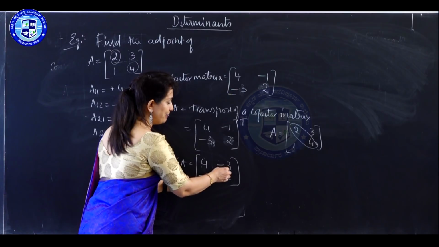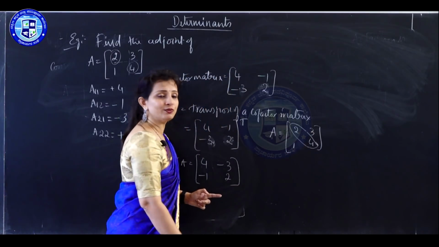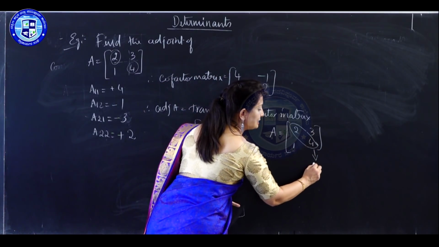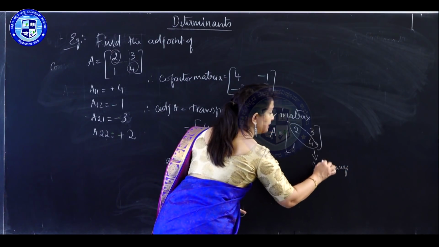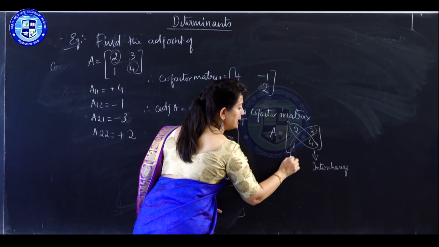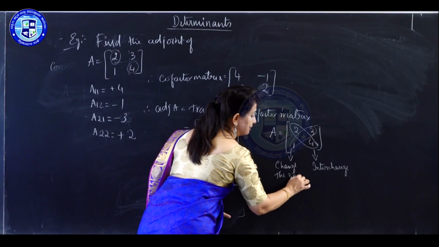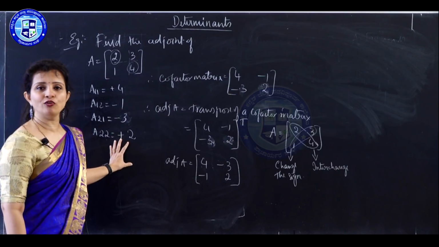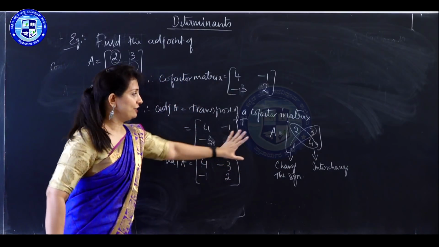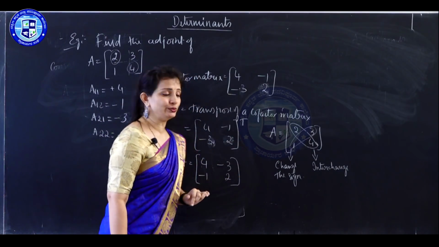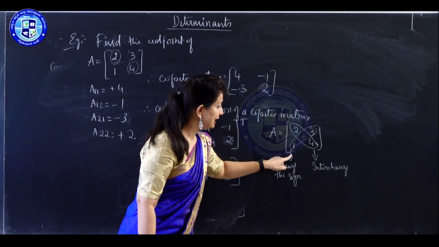And what about the other two elements, the off-diagonal elements? Here it is minus 3, minus 1 and plus 3, plus 1. That means the diagonal elements are interchanged, and the other two off-diagonal elements change the sign. Okay. So, without calculating the cofactors, we can directly get the adjoint of a given square matrix if it is of order 2. How to get that? Interchange the diagonal elements.